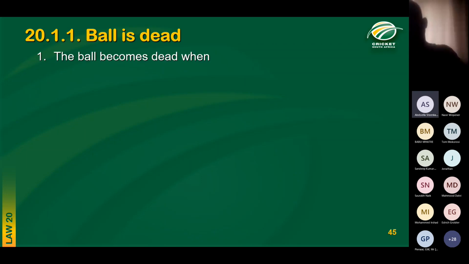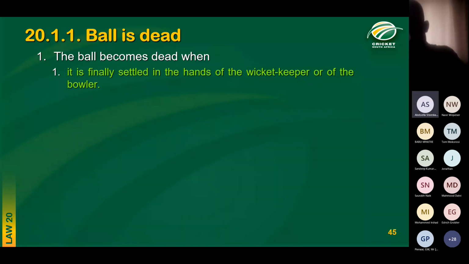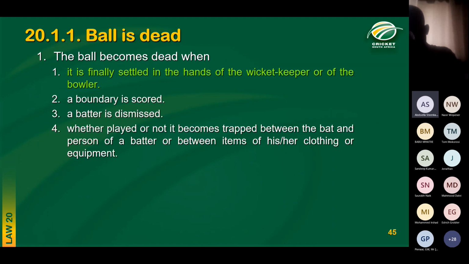When it comes to dead ball, the ball automatically becomes dead when it finally settles in the hands of the wicketkeeper or of the bowler. There are many other instances where the ball automatically becomes dead. I'm not going to go through them, but the highlighted green text is that it finally settles in the hands of the bowler or the wicketkeeper.